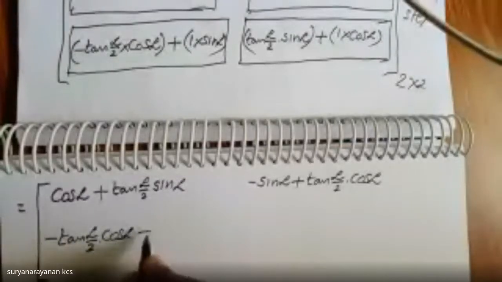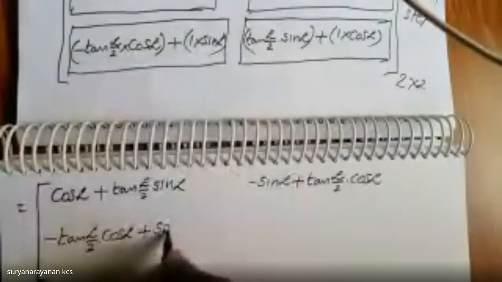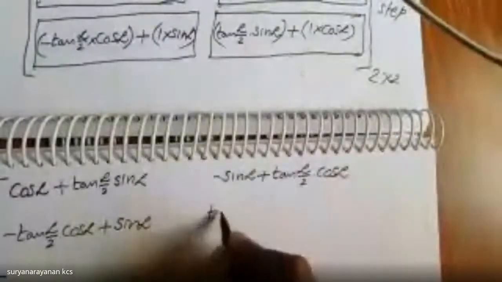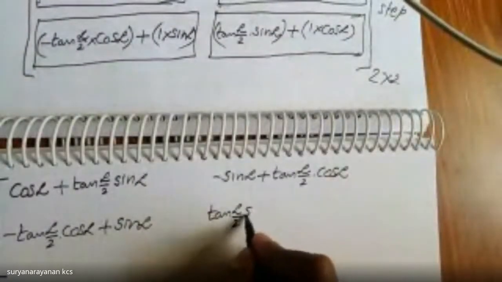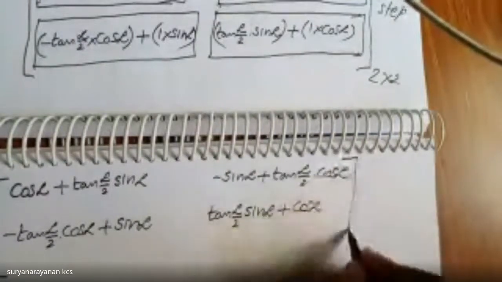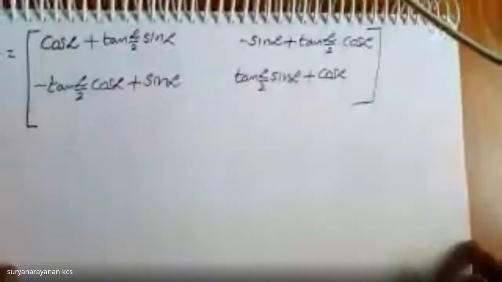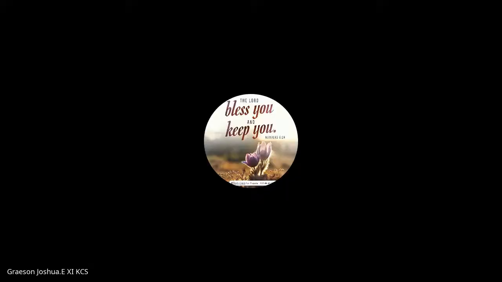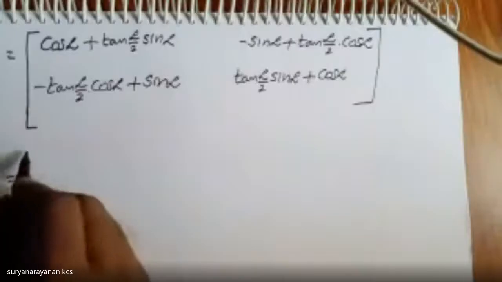Then what will you get here? Minus tan alpha by 2 into cos alpha plus 1 into sin alpha, sin alpha. Next, the last element: tan alpha by 2 into sin alpha plus cos alpha. These are the elements we get here after simplification. Now, is it okay?